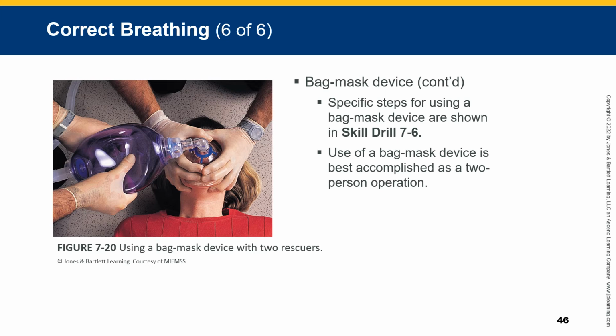This is figure 7-20 from your book, which illustrates using a bag mask device with 2 rescuers. A single rescuer may find it difficult to maintain an adequate seal between a patient's face and mask with one hand. So it is ideal for 2 rescuers to use a bag mask device. The bag mask device technique is to follow the steps in skill drill 7-6 in your book. Use of a bag mask device is best accomplished, as I mentioned, as a 2-person operation if additional rescuers are present.